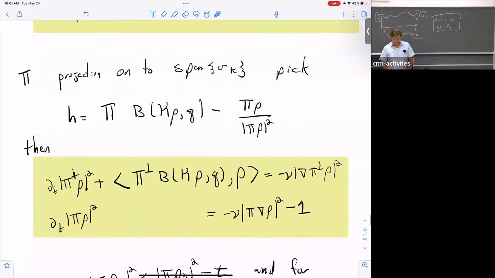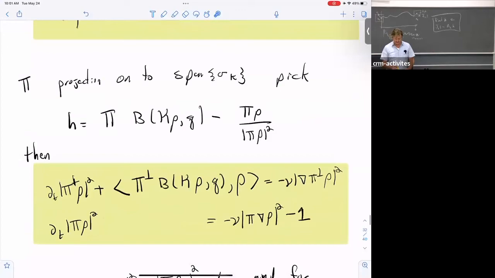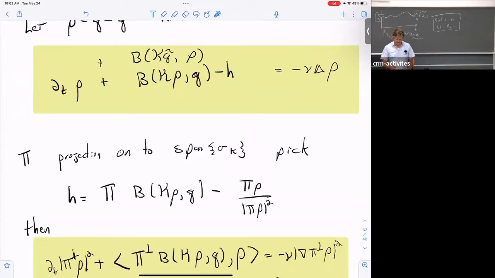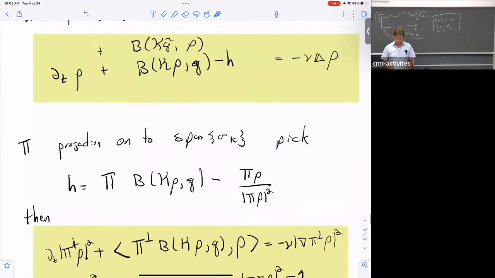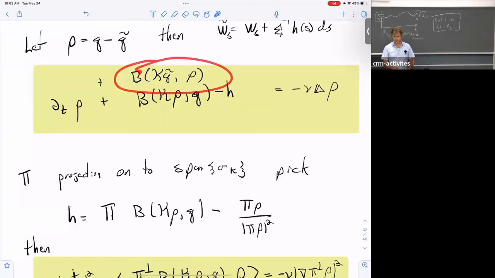So now let me pick an h which looks like this, okay, for a second. And now so why did I do that? Because I want to kill the projection onto pi of this term. And then I want to introduce this term because it's super nice and contracting. And the thing that's true about the Navier-Stokes equation is that when I take the vorticity formulation in 2D on the torus, if I take the inner product with rho, this term drops out, yeah? Okay, it's just integration by parts due to incompressibility.